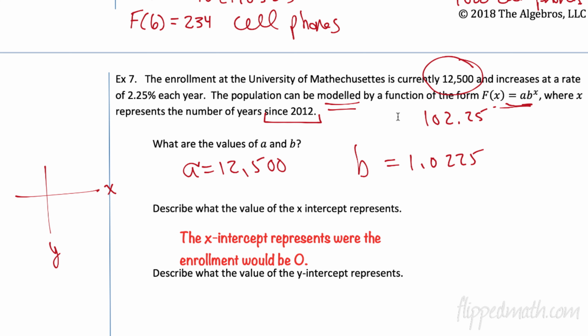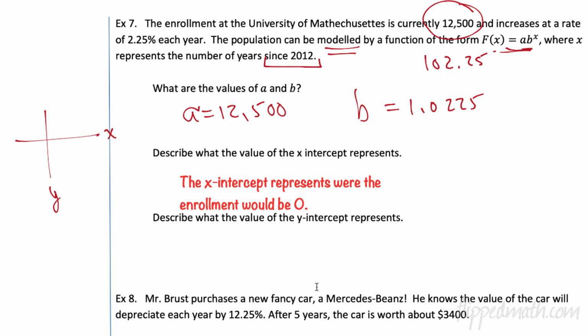And maybe that's not possible with our function here. I didn't even graph it. This is going to go down. Eventually, there's going to be an asymptote. It might never even reach there, right? It doesn't in this case. Never reaches there. But the x-intercept would represent where the enrollment would be 0.